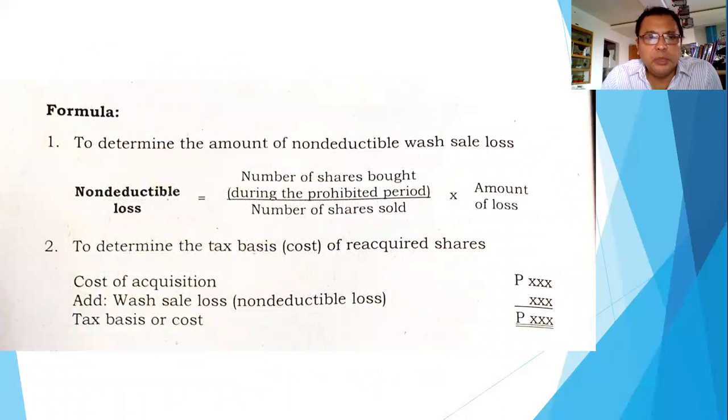So the formula in determining wash sale loss. Non-deductible loss is equal to the number of shares bought during the prohibited period over the number of shares sold, times the amount of loss. So to determine the tax basis, this is the cost of the reacquired shares, then the cost of acquisition, add the wash sale loss, which is non-deductible loss, then that's the tax basis or the cost.